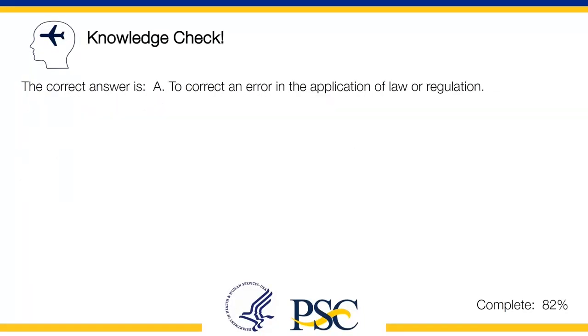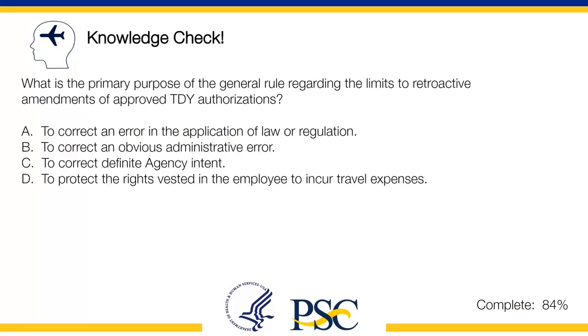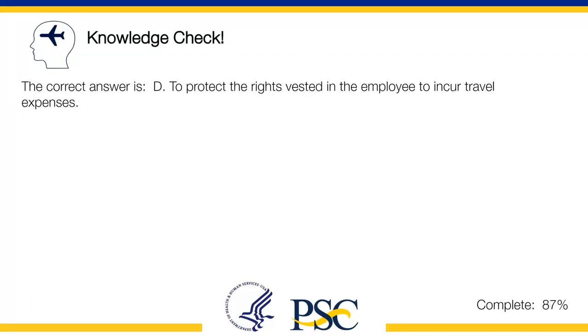The correct answer is A. To correct an error in the application of law or regulation. What is the primary purpose of the general rule regarding the limits to retroactive amendments of approved TDY authorizations? A. To correct an error in the application of law or regulation. B. To correct an obvious administrative error. C. To correct definite agency intent. D. To protect the rights vested in the employee to incur travel expenses. Pause the video, consider your response, and resume to learn the answer. The correct answer is D. To protect the rights vested in the employee to incur travel expenses.